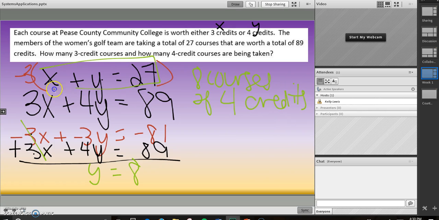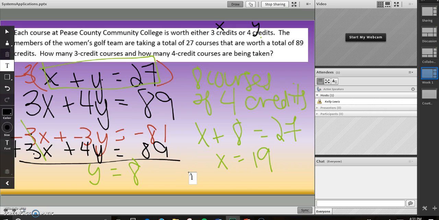And then if we use this guy and we plug in, remember 4 credits is y, so we're going to do x plus 8 equals 27, because that's the y value. Then we subtract 8 on both sides, and I get 19. That means there are 19 courses of 3 credits. So those are my answers: 8 courses of 4 credits, 19 courses of 3 credits.